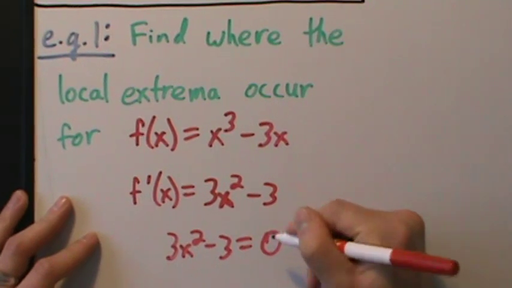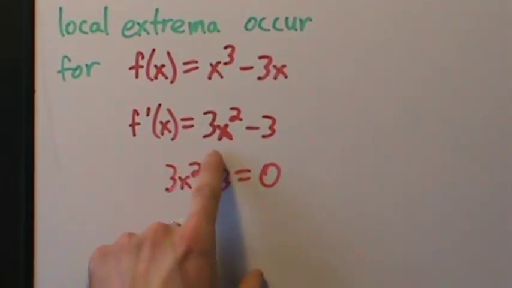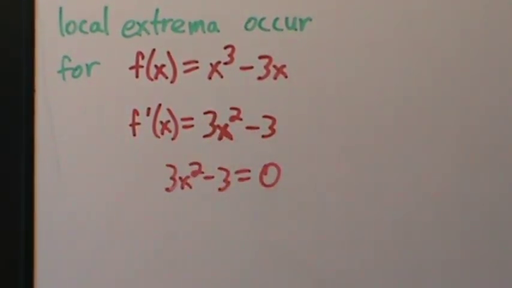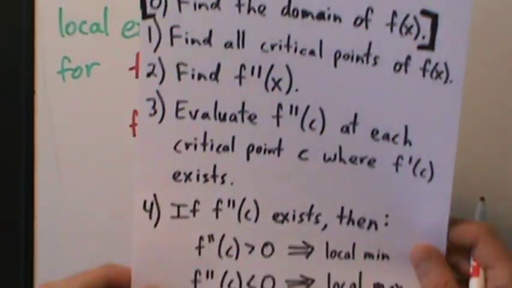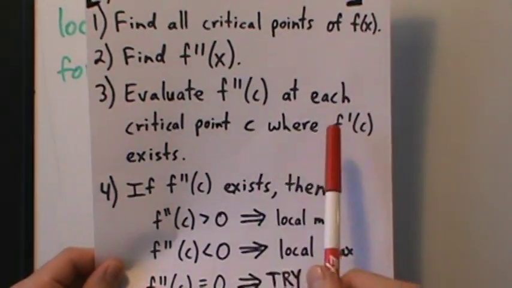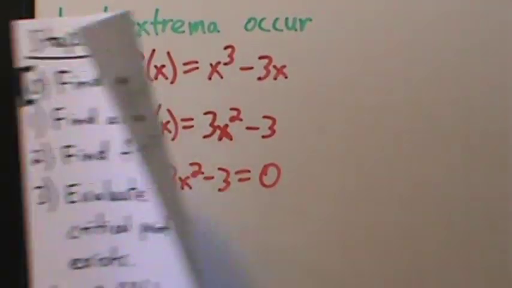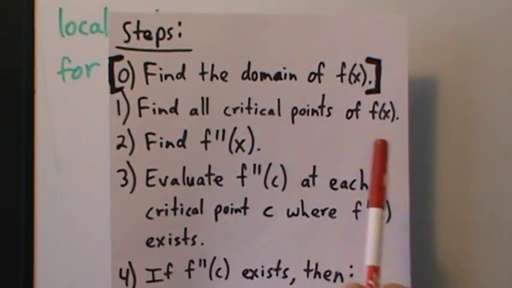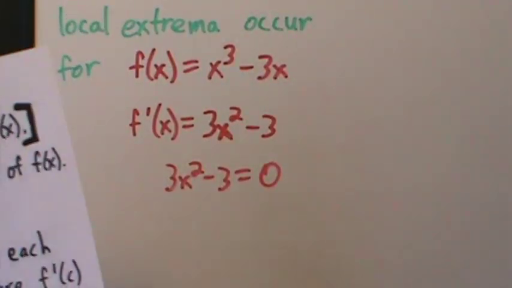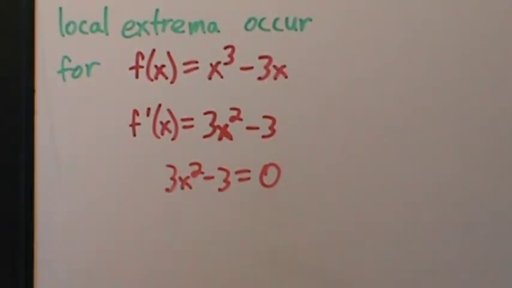Remember, we also want to know where the derivative is undefined, but this is also just a polynomial, so it's never undefined. But again, for the second derivative test, we only care about the critical points where the derivative actually exists. But still, you should find all the critical points just so you know, okay, I might have a critical point where the derivative is undefined, but I can't use the second derivative test there. And we'll see some examples of that later.